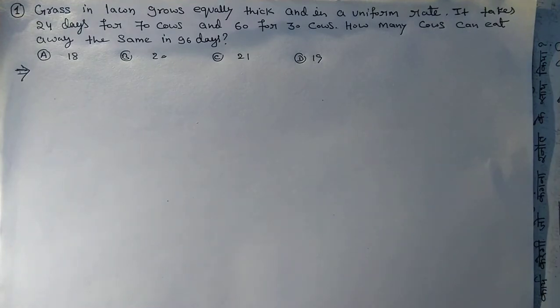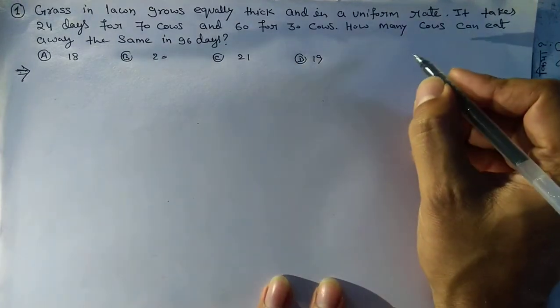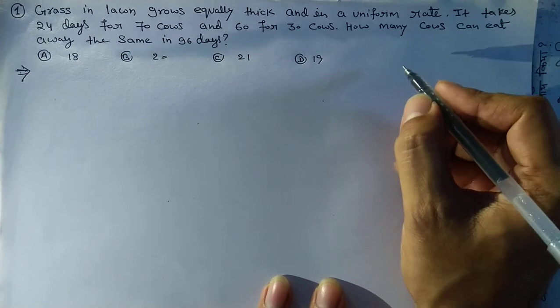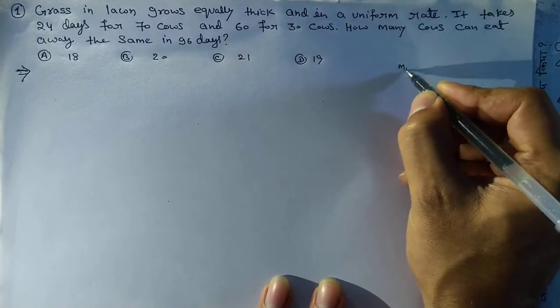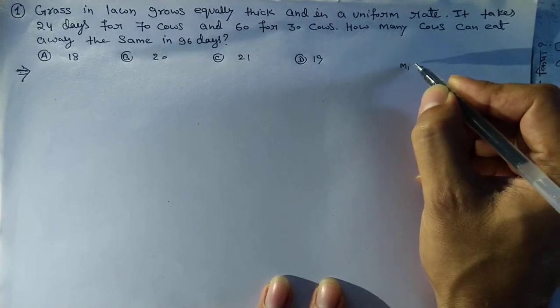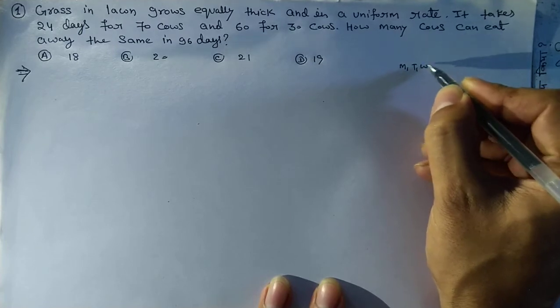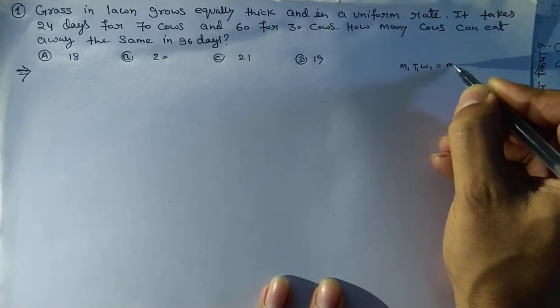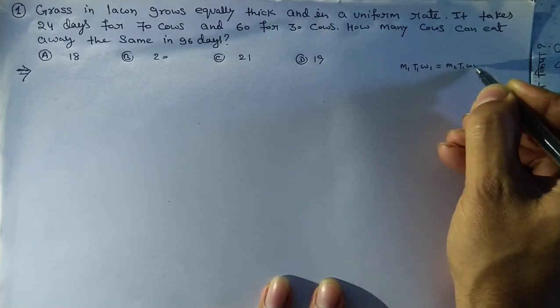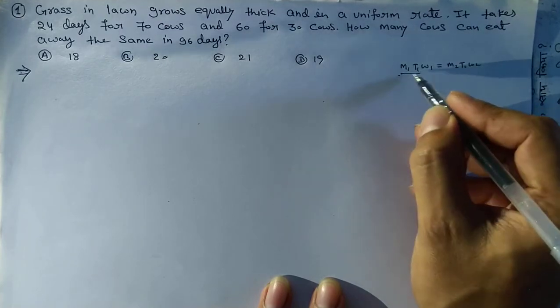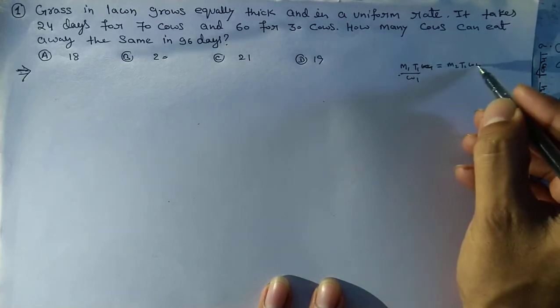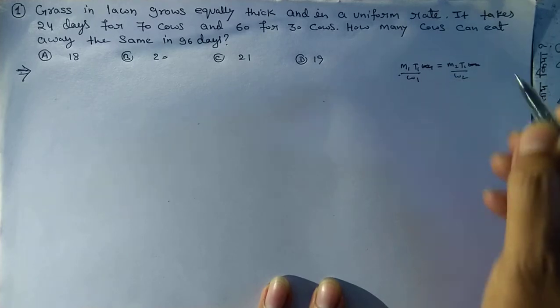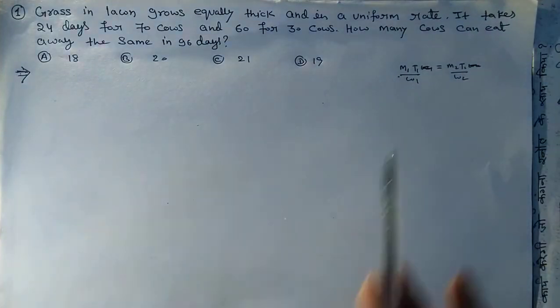So at first, to come to this question, you must also learn work and time. The formula is M1 T1 W1 equal to M2 T2 W2 upon W1. But this question cannot be solved by this method.